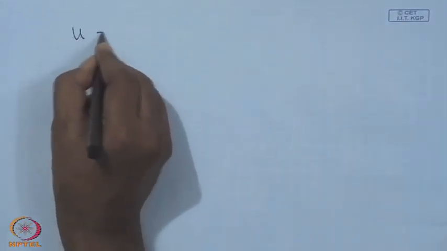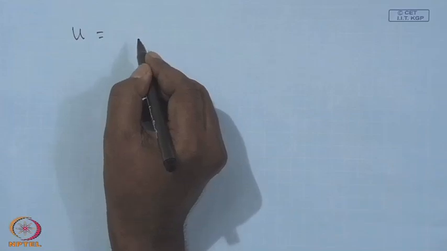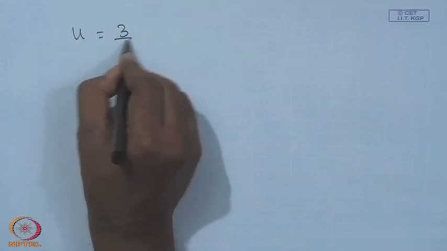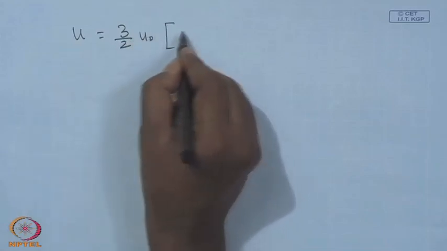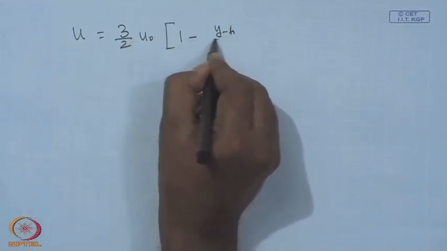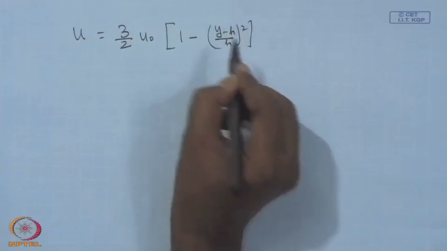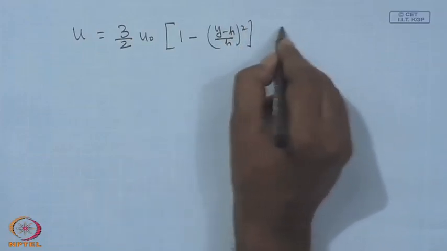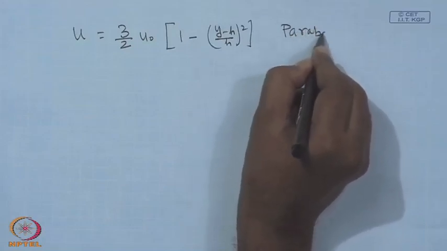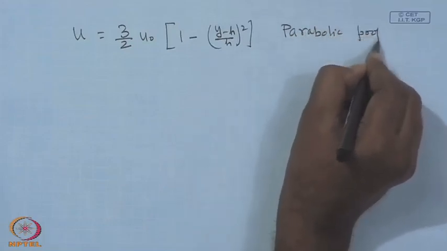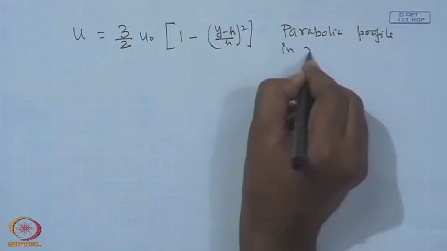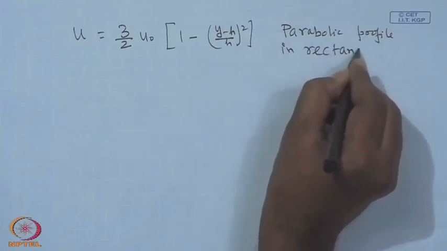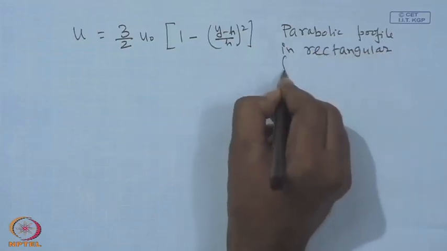If you look into this, we write down the velocity field, and we have assumed that the flow is laminar and the parabolic velocity profile remains undistorted. So, 3 by 2 u naught into 1 minus (y minus h over h) square. This is the parabolic velocity profile in a rectangular thin channel. Parabolic profile in a rectangular flow channel.